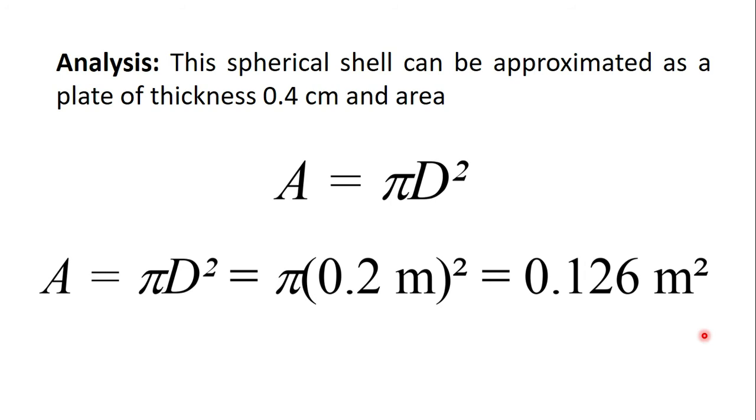The first and foremost thing that you have to perform is to determine the area of this spherical container. The area can be determined by using this formula, that is pi d square, and the diameter of this spherical container was given in centimeters in the question statement. When you convert it into meters, that will be equal to 0.2 meters. When you put all the values in this formula, you will get the area of this spherical container, which will be equal to 0.126 meter square.